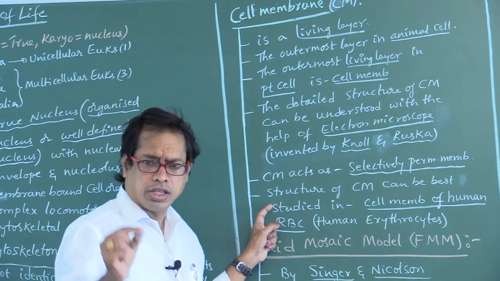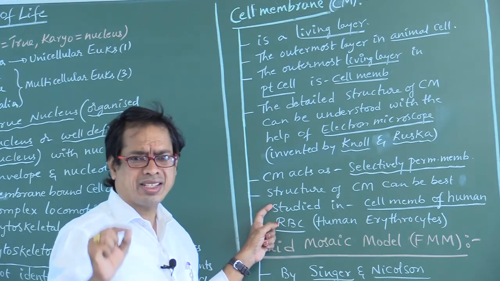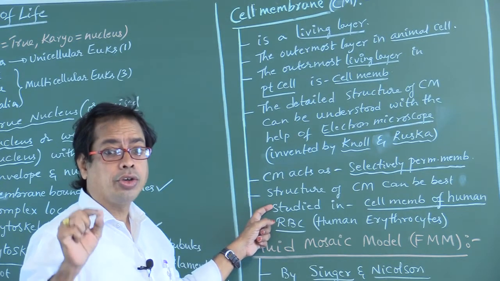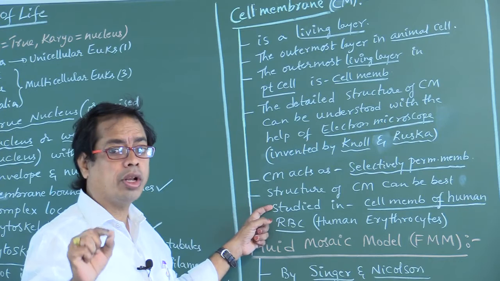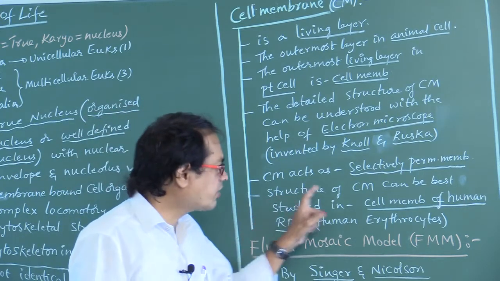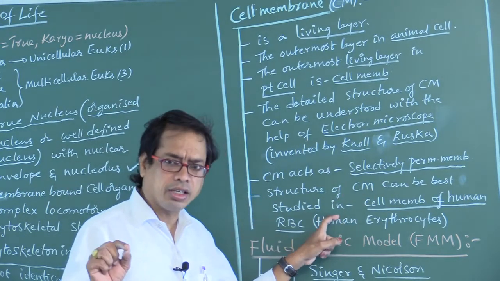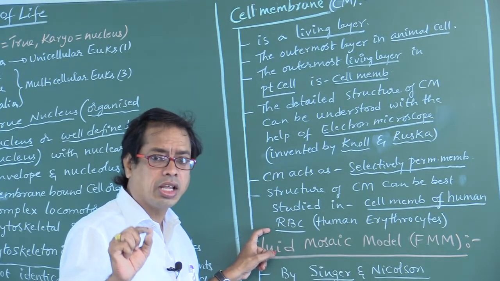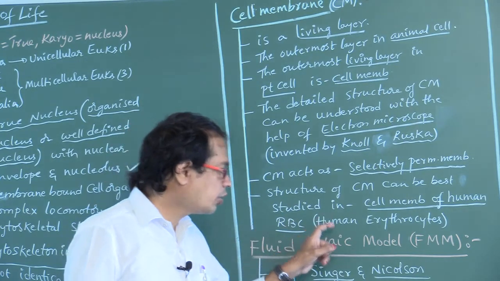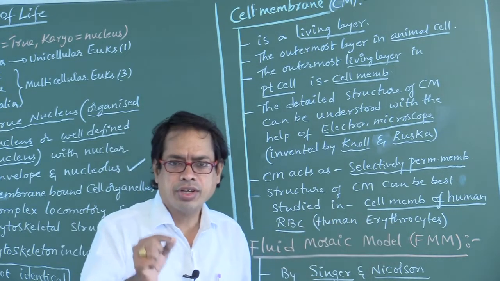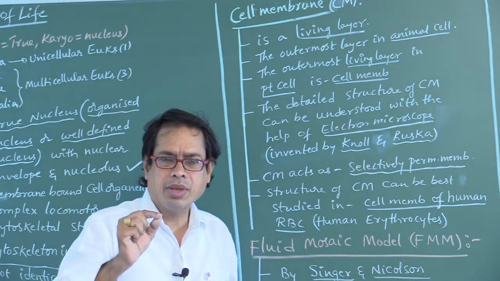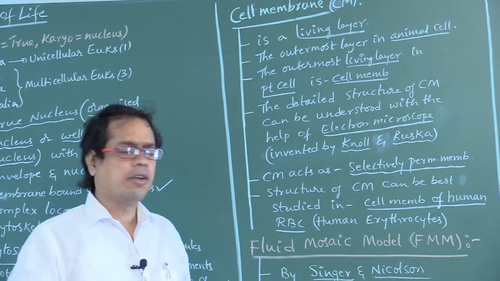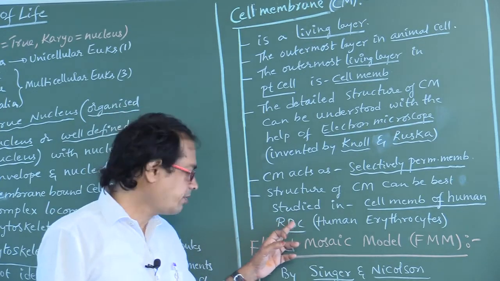Okay? The cell membrane structure can be best explained by seeing the cell membrane of human RBC, that is, human erythrocytes. RBC means red blood cells. The structure of the cell membrane can be best studied in the cell membrane of human RBC. Very, very important point.